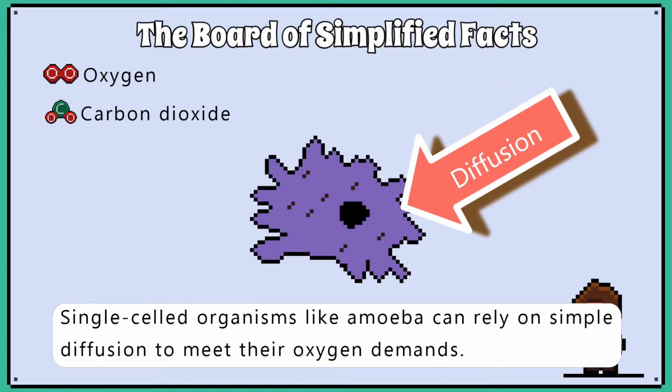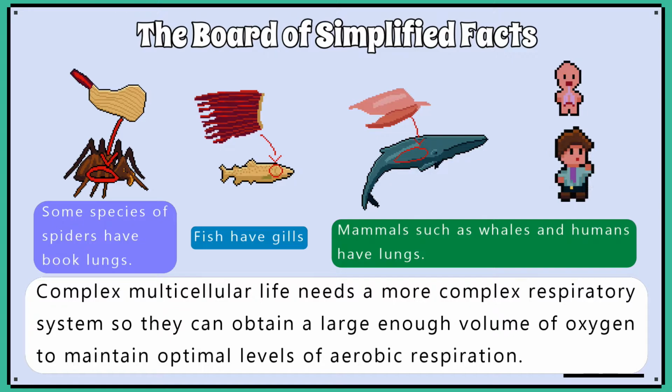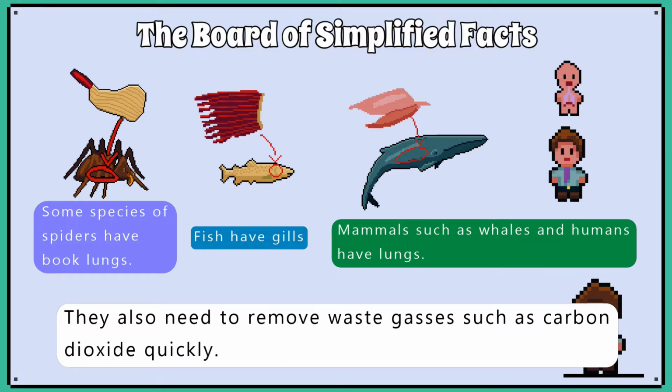Single-celled organisms, like amoeba, can rely on simple diffusion to meet their oxygen demands. The oxygen doesn't need to travel far to reach every part of the amoeba. Complex multicellular life needs a more complex respiratory system, so they can obtain a large enough volume of oxygen to maintain optimal levels of aerobic respiration. They also need to remove waste gases such as carbon dioxide quickly.